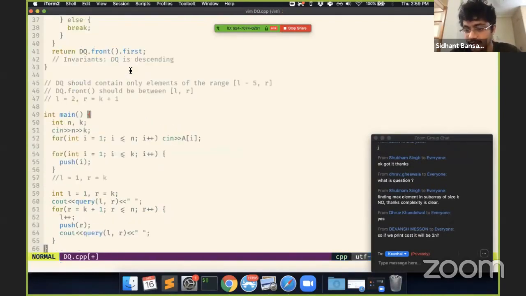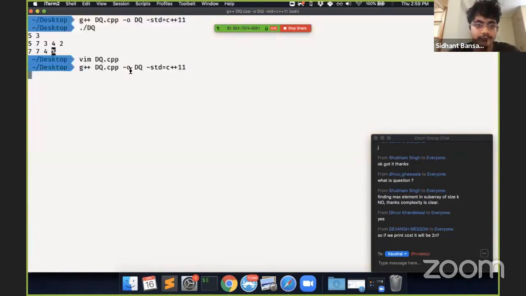So if we print cost, it will be less than or equal to 2n. I'll print the cost here, so I can assure you that it will be at most 2n. It will be 2n in the worst case. It might be smaller. See, the cost came out to be 8. I didn't put an end line after this, but 8 is the cost, and 8 is less than 2 times 5.